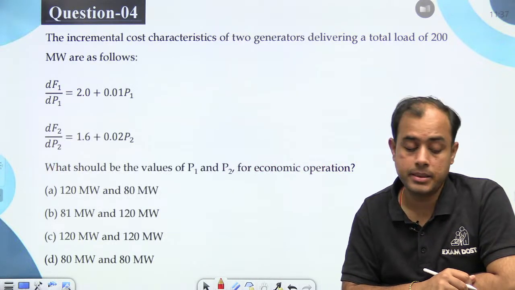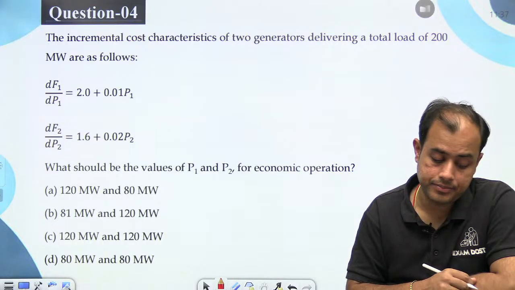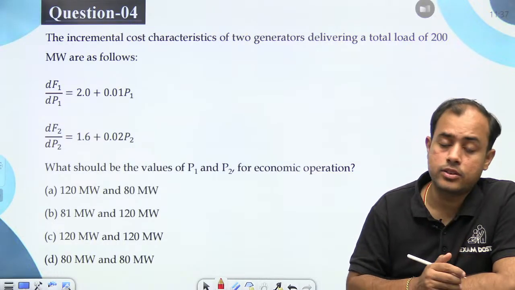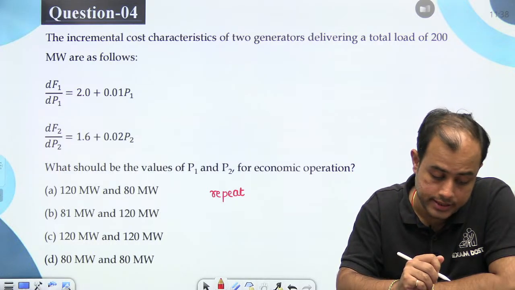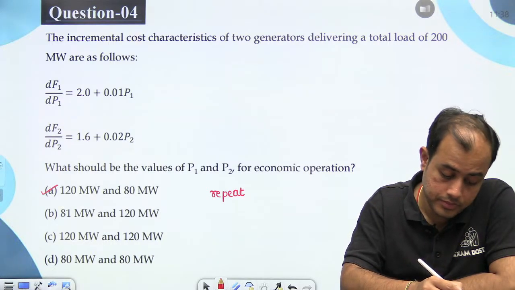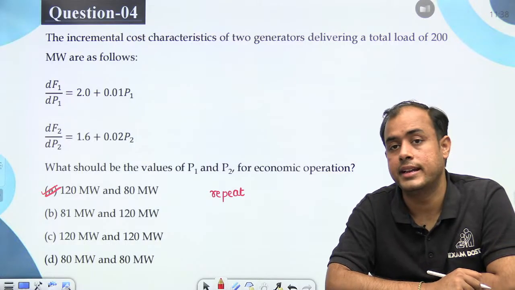Samriddhi beta, you cannot go above rating. ESE 2011, this is a repeated question. Just now we did this. 120 and 80.